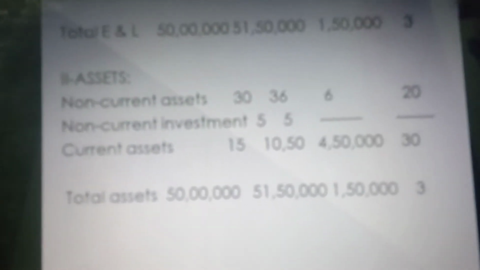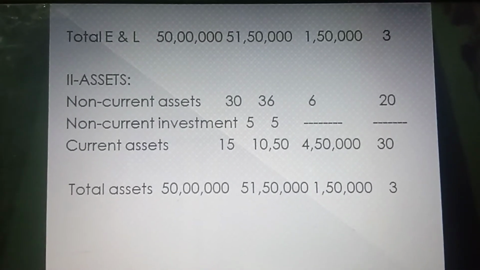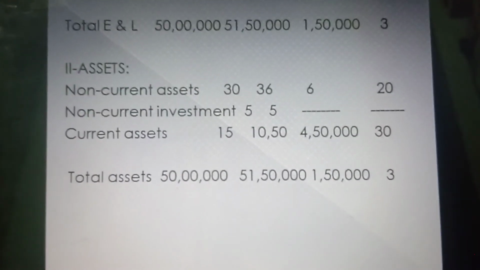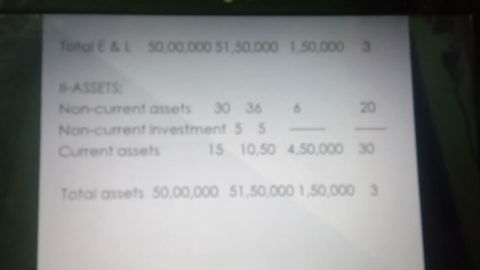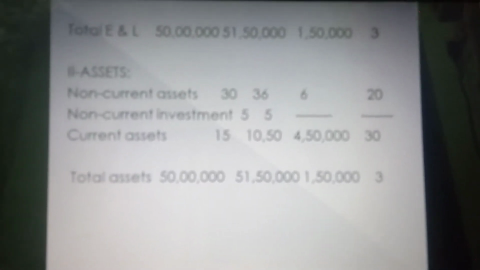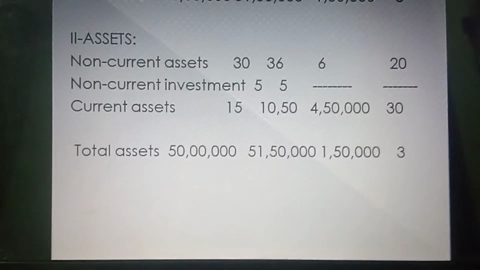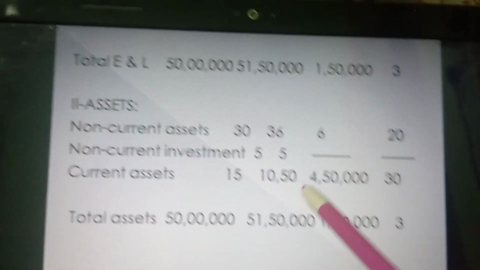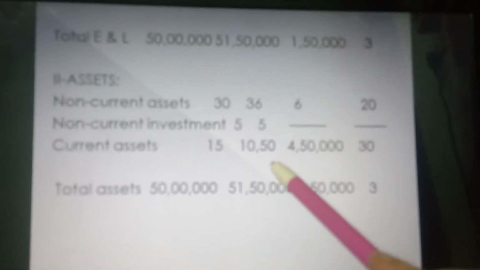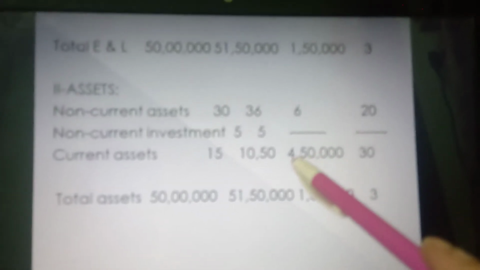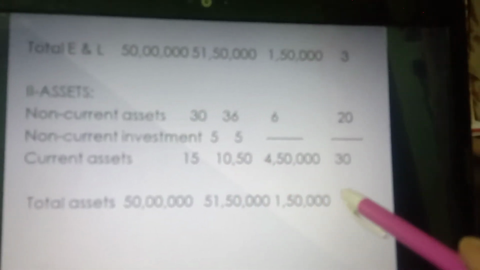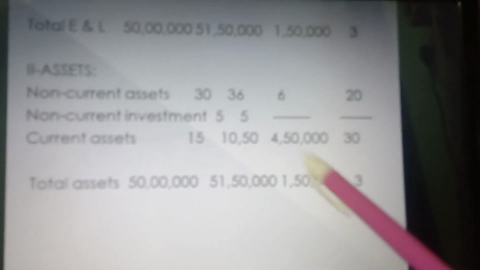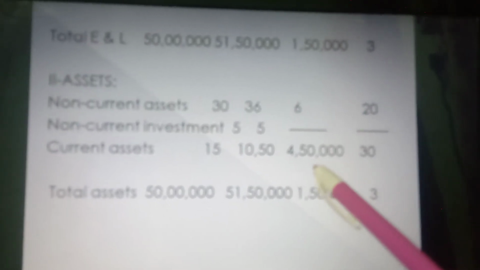Now move to the non-current investments. As you can see, the investments are 5 lakh and 5 lakh only. So no changes at all. So you will show nothing. Now move to current assets. The balance sheet is showing the position of current assets, that is 15 lakh in 2014 and 10 lakh 50,000 in 2015. Hence you can see there is a change. The answer is 4 lakh 50,000 because it has been changed. Well, here we will get rupees 4 lakh 50,000.